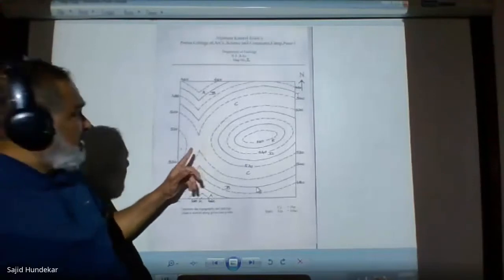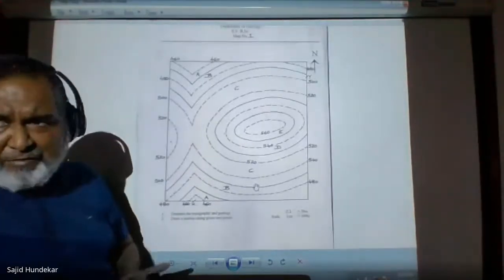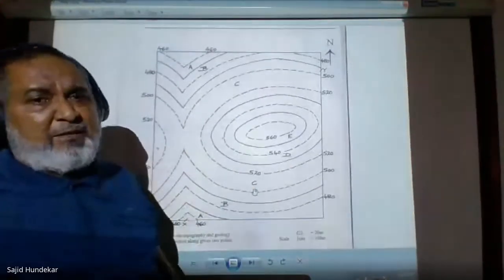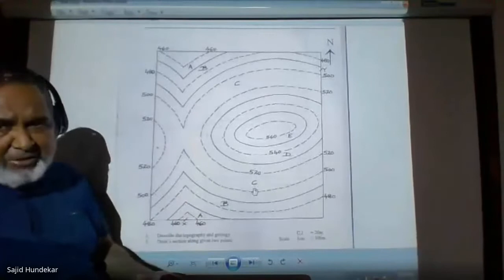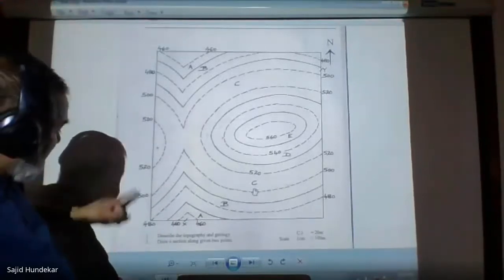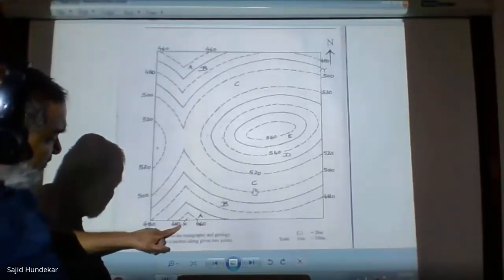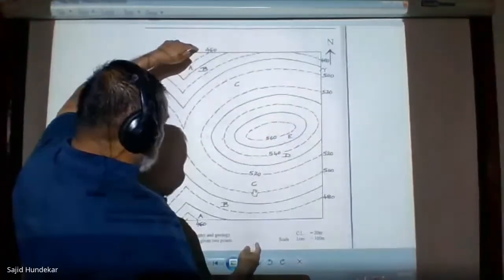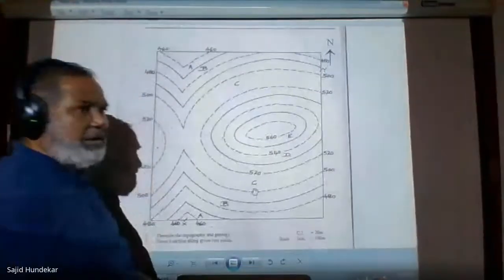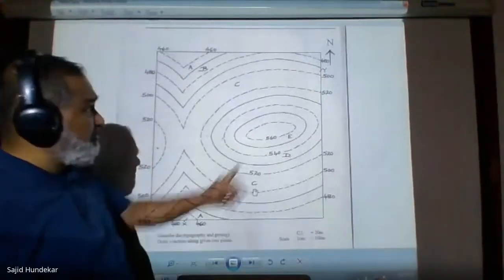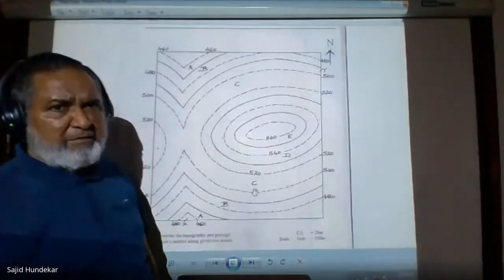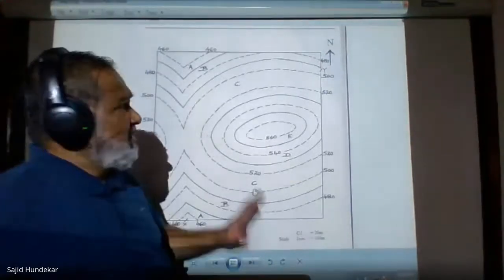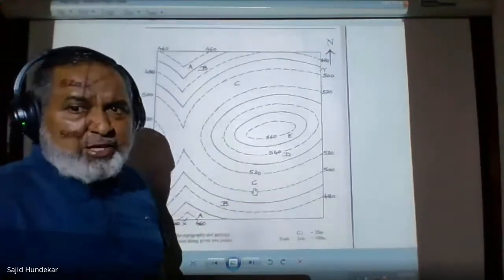So here, first we have to describe the topography. The second point, we have to describe the geology. Then the third point, we have to draw the section. Whatever section has been given, here X is given at 460 meters. This is X and this is Y. Sometimes PQ is given, sometimes MN is given, but normally we give you X and Y, and you have to draw this.